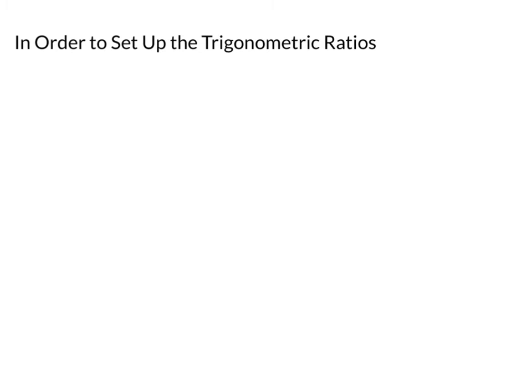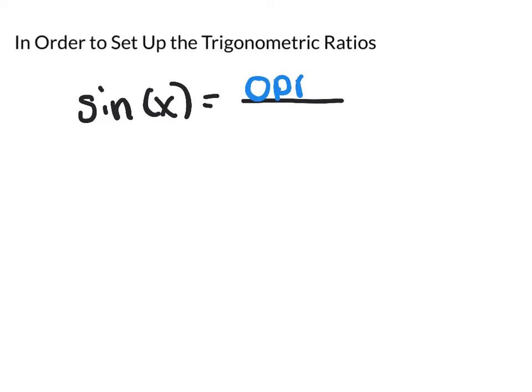Now for setting up the trigonometric ratios, we have to know the relationships. The first one gives us that sine of x equals, and they're all fractions since they're ratios. So it would be the opposite over the hypotenuse.